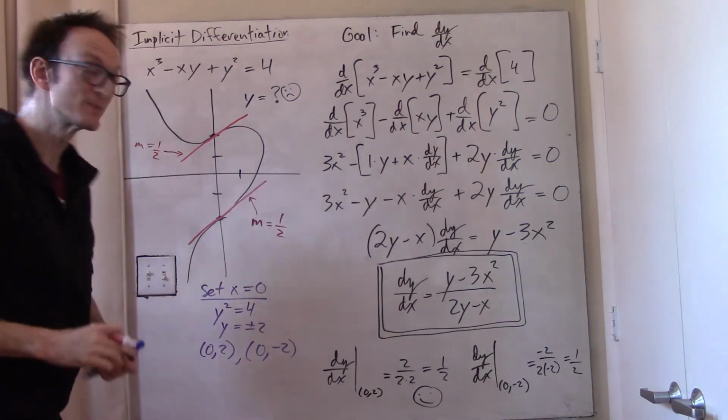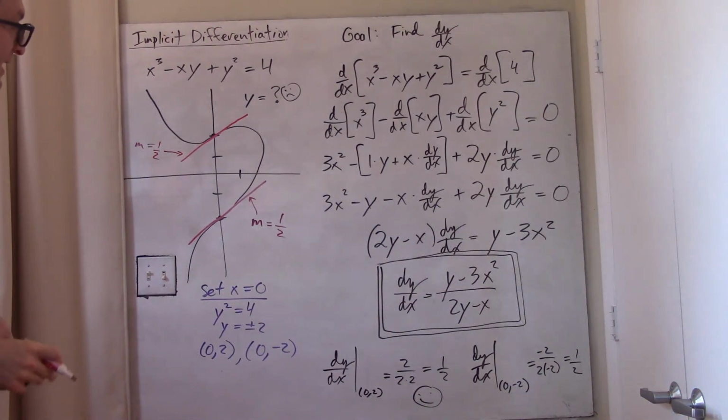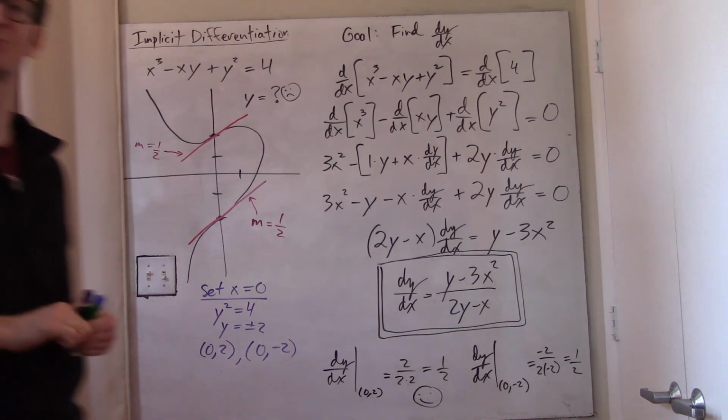So, okay, cool. The tangent lines to sort of Shrek's ear are both 1/2. All right, good. That was your lesson on implicit differentiation.